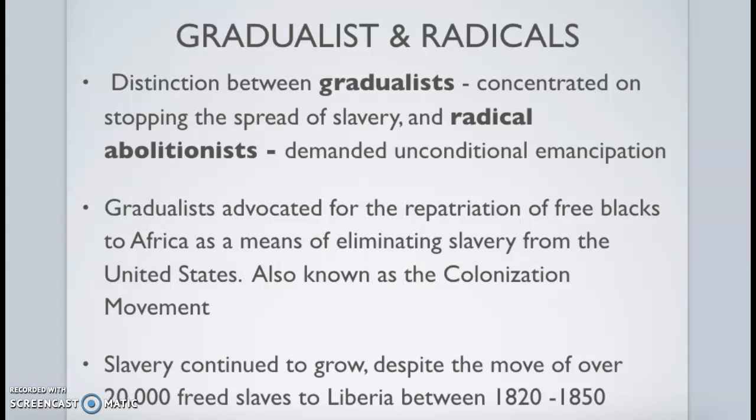Gradualists often advocated for repatriation, freeing Blacks to Africa, meaning that it would be a way of eliminating slavery in the United States, but it would also be a way of making sure that you did not have a population of free Blacks living in the United States. So it's free the slaves, but we don't necessarily want the slaves living in our country. This movement was also known as the colonization movement.